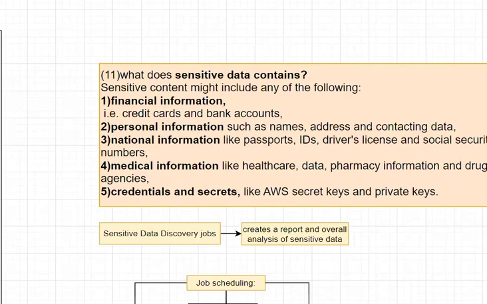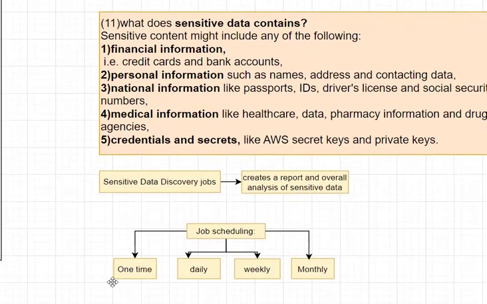Let's say I've created a sensitive data discovery job. Now, when can I schedule it? We have four options available. That is one time, which means you can schedule it only one time, and you can schedule it for daily, weekly or monthly purposes as well. So these are the scheduling options that are available for sensitive data discovery jobs in Amazon Macie.